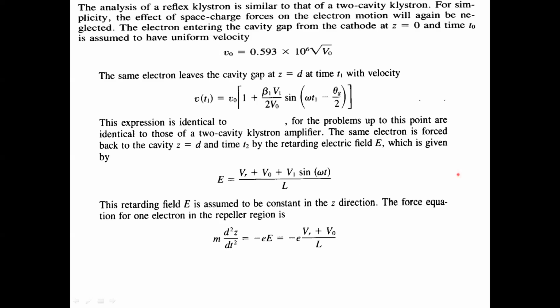So the first step is to write the initial velocity equation. What is the status of the electron velocity? Next, try to build the velocity of the electron at the cavity stage. At the cavity stage, what is the velocity of the electron?